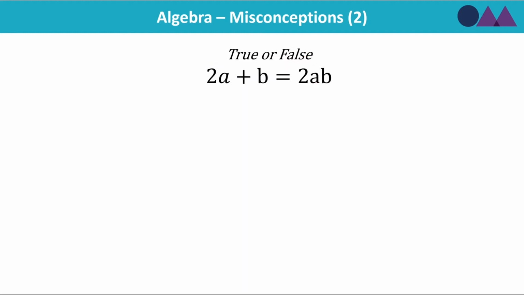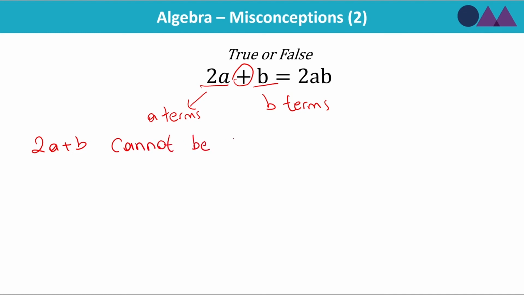In this question, as the operation is adding, we will think about collecting like terms. This is a terms and this is b terms. As you see guys, they are not the same terms, therefore you cannot collect them. So we can say 2a plus b cannot be simplified further. So 2a plus b doesn't make 2ab.